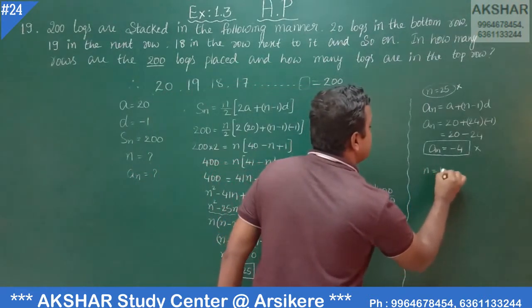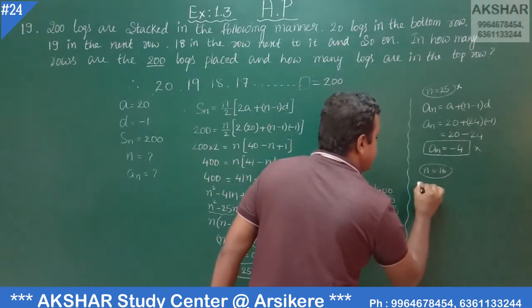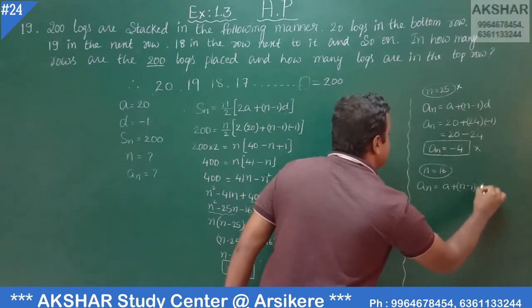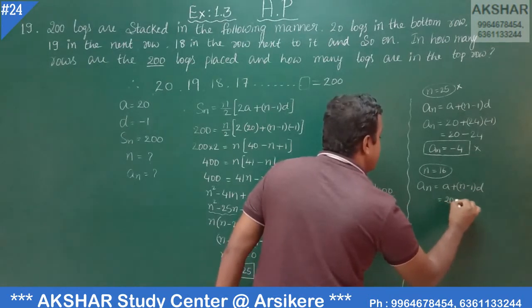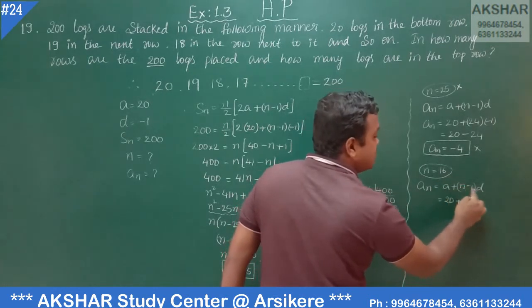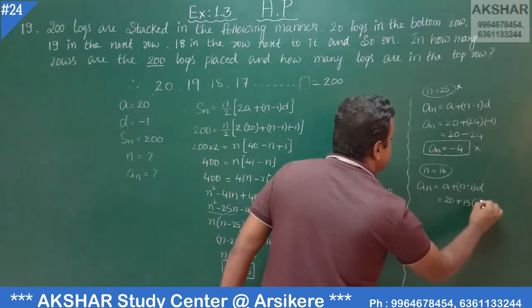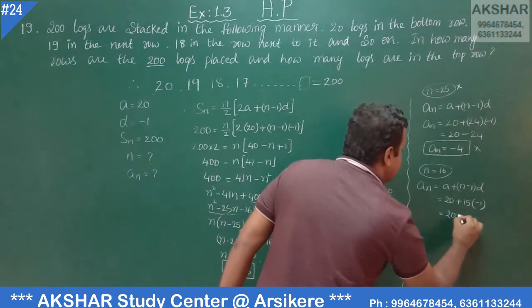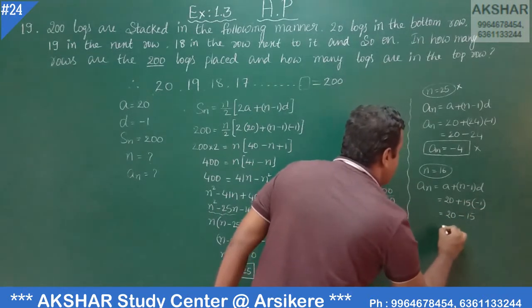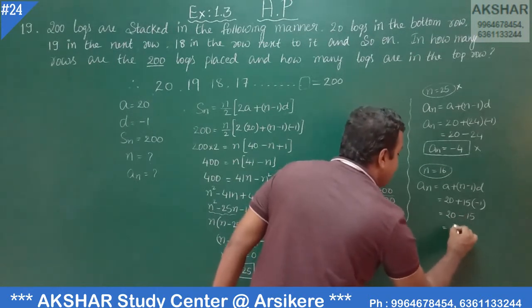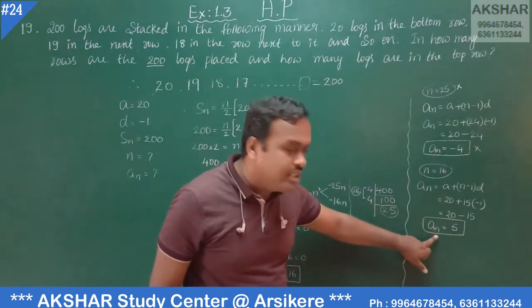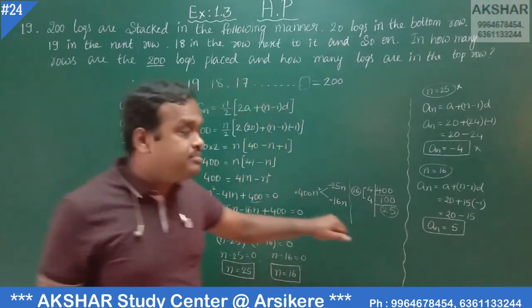Therefore n is equal to 16. Okay. Again same thing. An is equal to a plus n minus 1 into d, which is a value 20 plus n means 16. 16 minus 1 is 15, into minus 1, that is the d value, which is equal to 20 plus into minus is minus 15 ones are 15, which is equal to 20 minus 15 is 5, positive 5. Therefore an is equal to 5. Is this, n is equal to 5, meaningful? Yes. N is what?